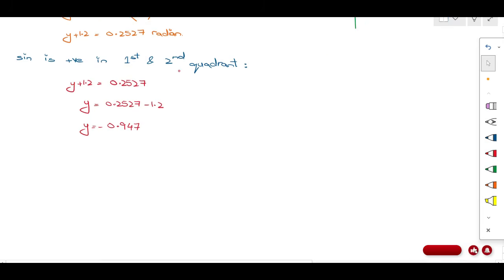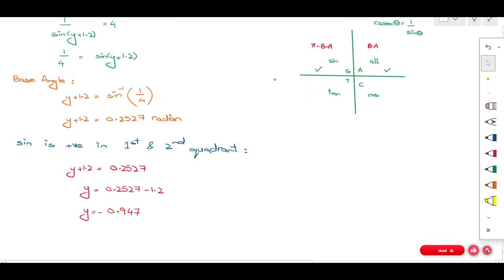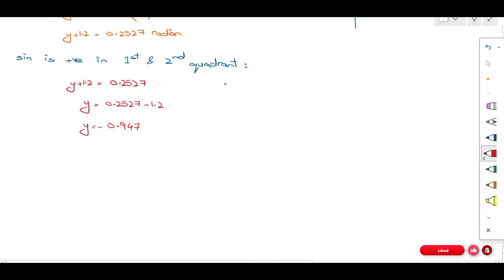Also, sine is negative in the second quadrant, so for the second quadrant, pi minus that base angle, right? So for the second quadrant we can solve here. We can say this angle y plus 1.2 would be equal to pi minus the base angle, which is 0.2527. Okay, and y would be equal to pi minus 0.2527, and subtract 1.2, you will get the angle y.